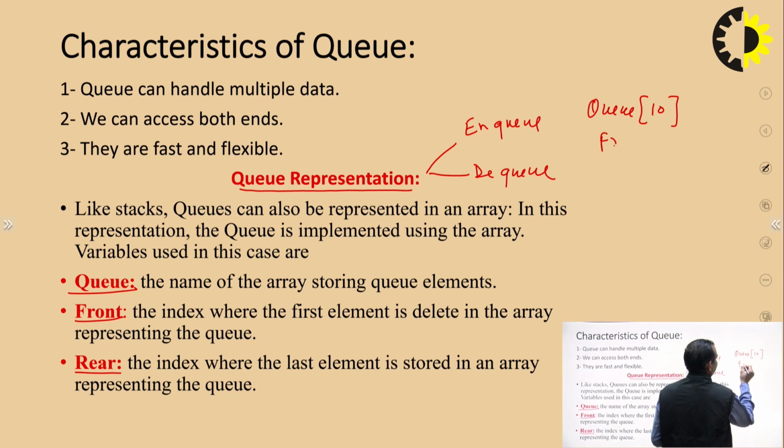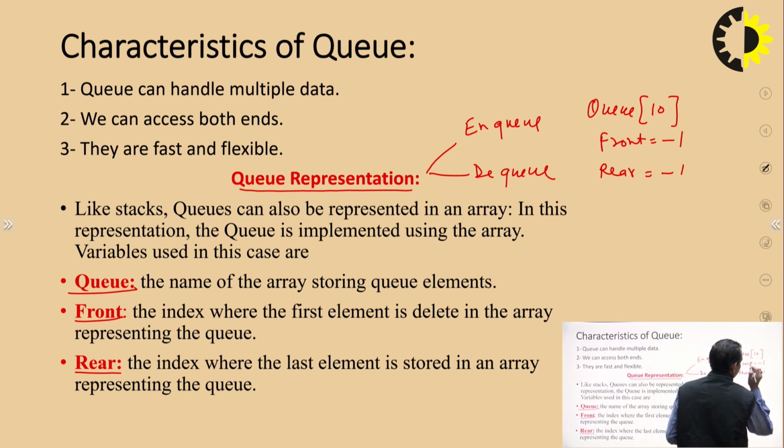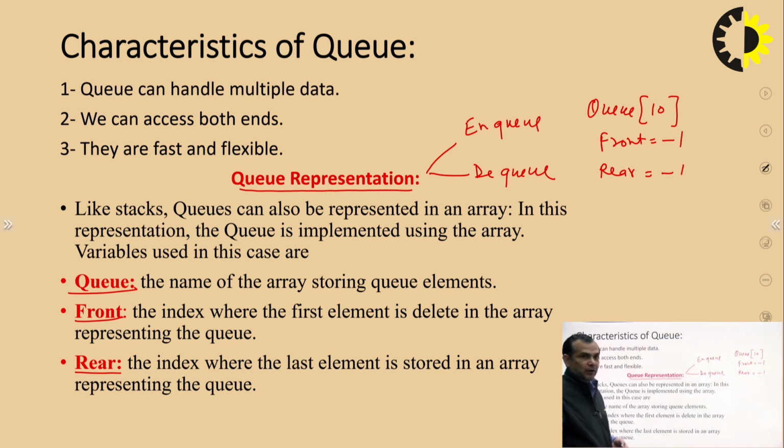Second, we define the front and rear, and also initialize their values. There is no element in the queue, so by default we define front equal to -1 and rear equal to -1. So when we are programming the queue, or implementing a simple queue with the help of C, we have to define three things. Firstly, the queue. Second, the value of front and the value of rear.